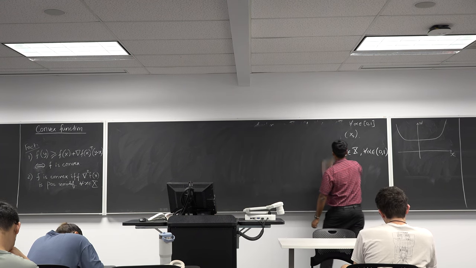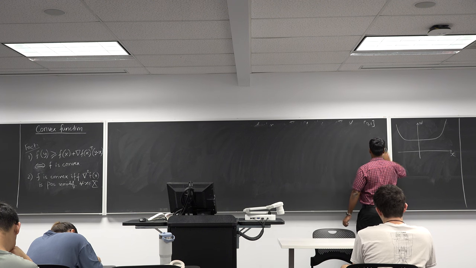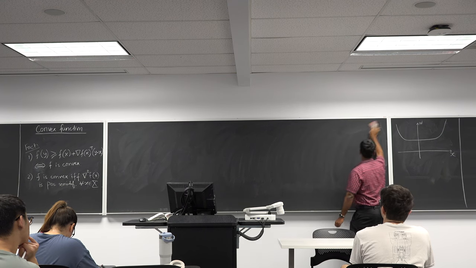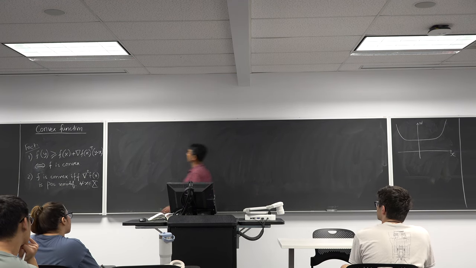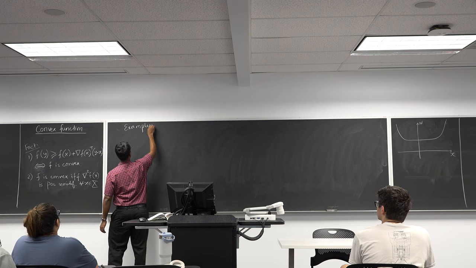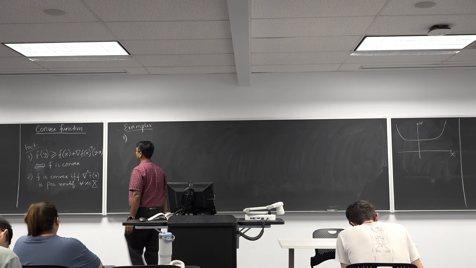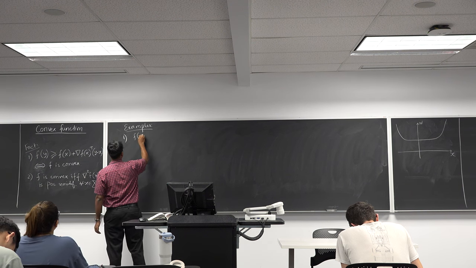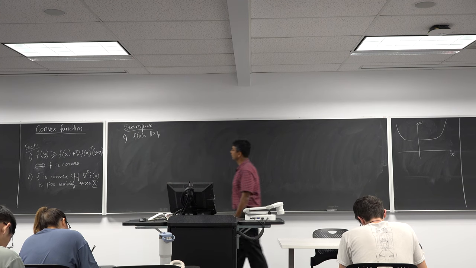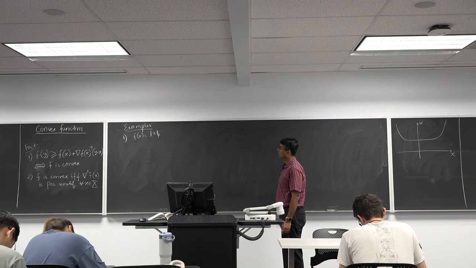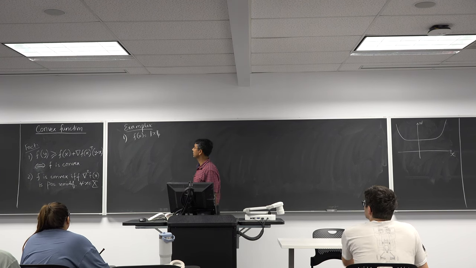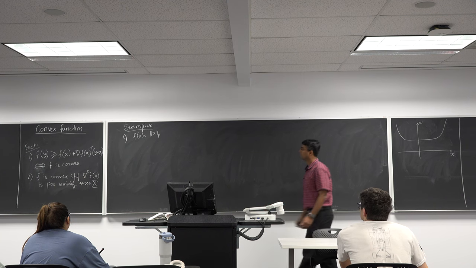How do you ensure that this is true for all x in the set? Yeah, I'll just show it to you. So f of x equals the norm of x. This is a convex function, and that's because the epigraph of this particular function is a convex set.